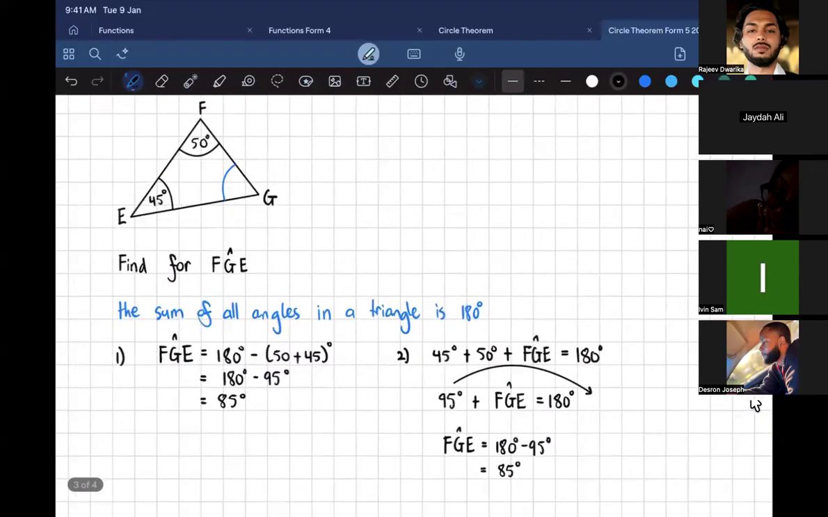Does anybody not understand either method? Perseus, is there something you don't understand about either method? I understand it, sir. Nice. Sky, what about you? I understand. Nice. Ivan, what about you? You good? Yes.